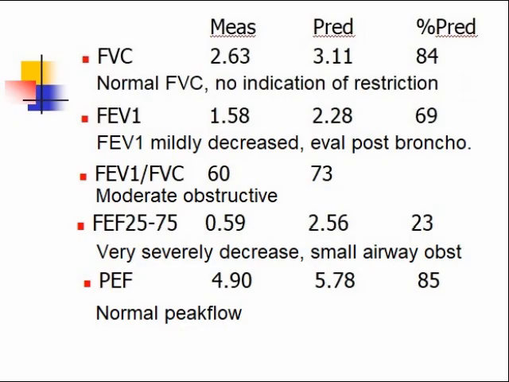So we have a moderate obstruction by FEV1 to FVC, and we have a very severely decreased FEF 25-75. Now, you can look at the peak expiratory flow rate. It's 85%, so I just put it down there. No guessing about it. It's a normal peak flow.